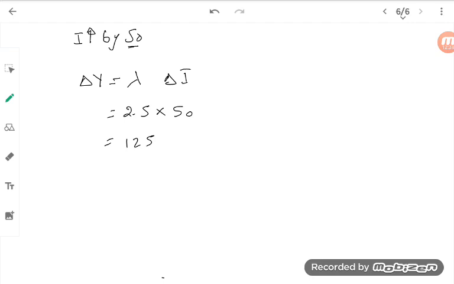What is the new equilibrium level? New equilibrium level is the old one, which is 830, plus the change or the addition. It will be 955. And this is the end of this chapter.